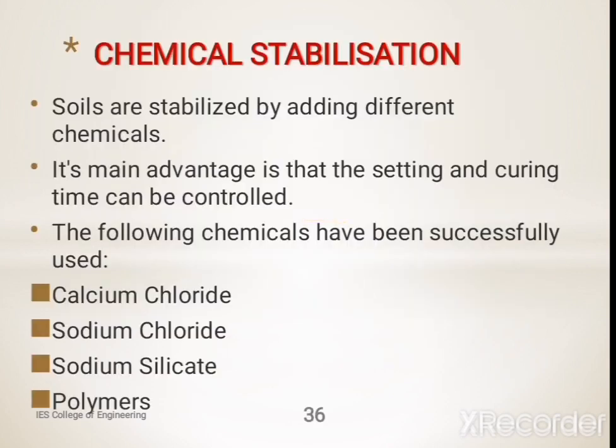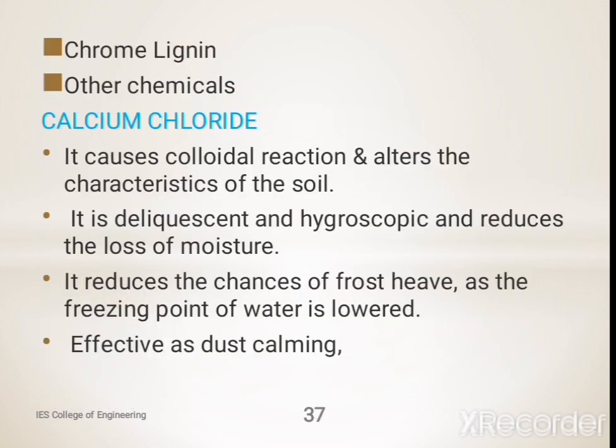The next is chemical stabilization. Soils are stabilized by adding different chemicals. Its main advantage is that setting and curing time can be controlled. The following chemicals have been successfully used. First one is calcium chloride, then sodium chloride, sodium silicate, polymers, chrome lignin and other chemicals. So the first chemical is calcium chloride.